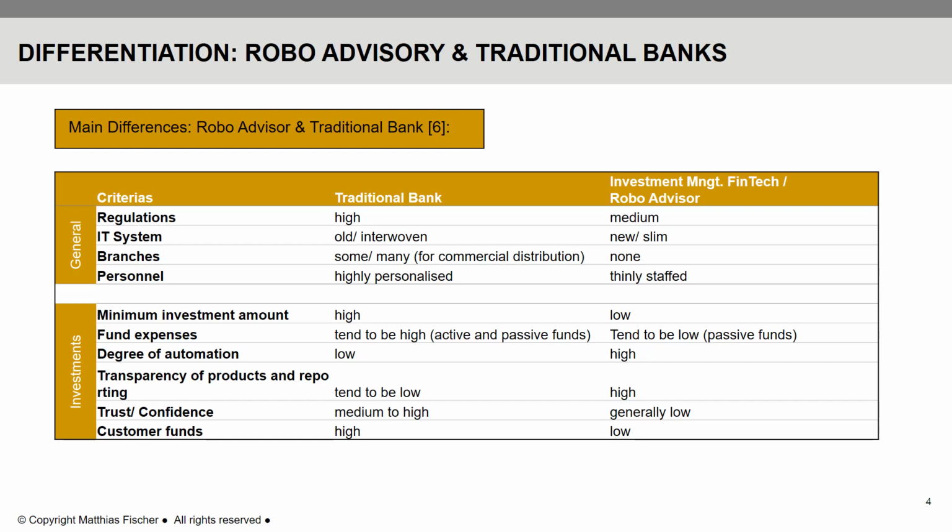Usually, a robo-advisor does not operate branches and therefore has relatively few staff. However, the algorithms can be used to serve a large number of customers and enable a scalable business model. The lack of branches of robo-advisors might make it difficult to build up trust with a robo-advisor. The level of automation of robo-advisors is very high, which results in efficient processes.